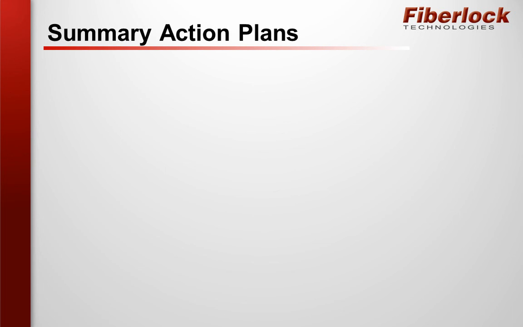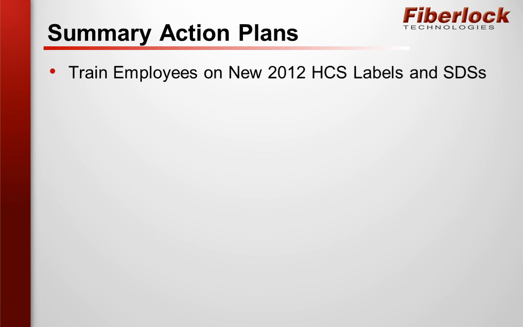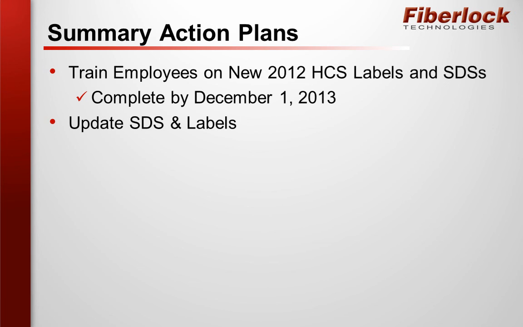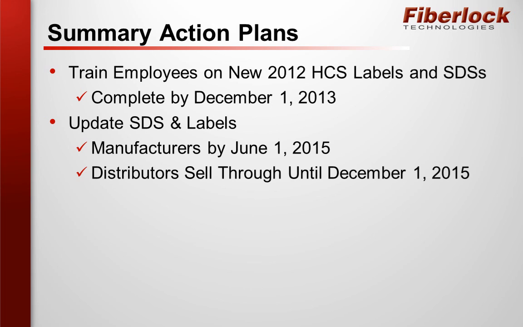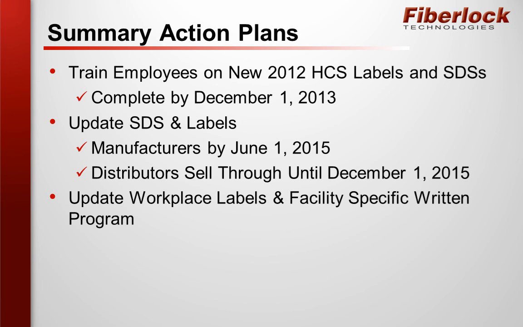Summary action plans. Things you or your employer need to do. Train employees on new 2012 HCS labels and SDSs, complete by December 1st, 2013. Update the SDS and labels. Manufacturers must do this by June 1st, 2015. Distributors will sell through until December 1st, 2015. Update your workplace labels and facility-specific written programs must be completed by June 1st, 2016.